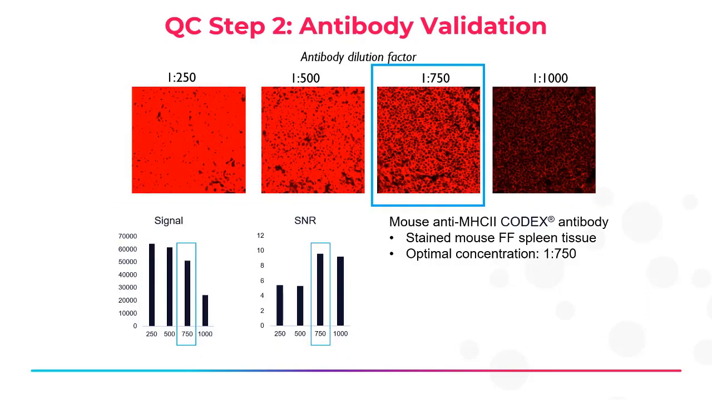Here's an example of MHC2. In this case, 1 to 250 is saturated, and the signal at 1 to 1000 is too low. The 1 to 750 titer gives a good signal with much improved signal-to-noise ratio. So the take-home message is, when assessing titrations, it is very important to take into account both the signal and the signal-to-noise ratio to determine which titration to use for a given antibody.